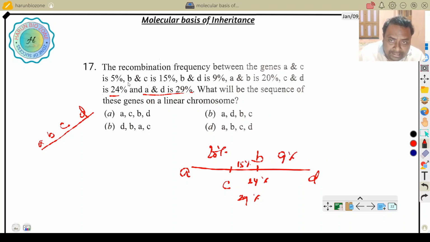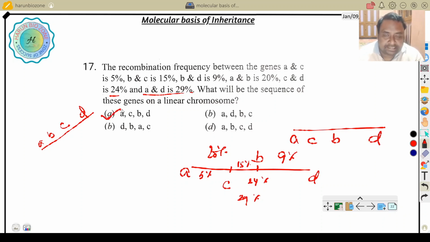And A and C is the least, 5%. So here the arrangement is A, C, B and D. ACBD, this is the right answer. So in this type of question, first observe the maximum distance, okay, and sequence from maximum to minimum.